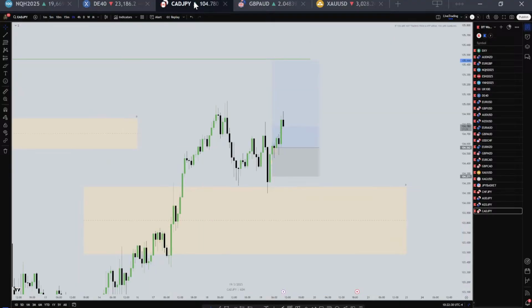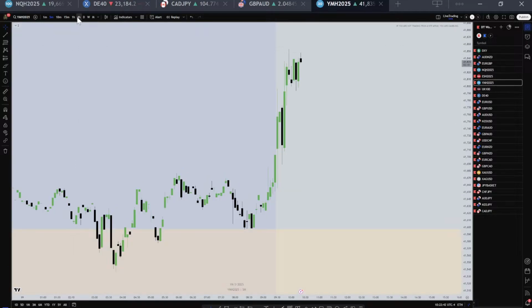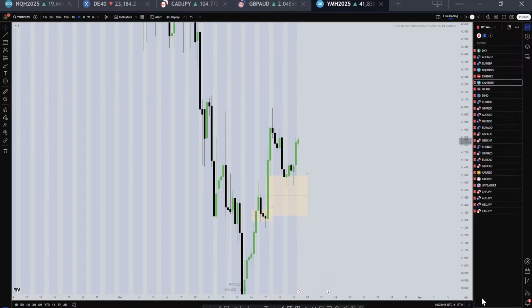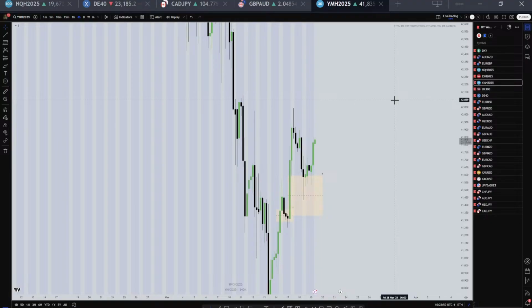I'm looking at CAD JPY, but I'm not looking at it, I'm already in it. Gold shorts could be an option, but could also be waiting. And I would say YM longs as a swing could also be a very nice addition.